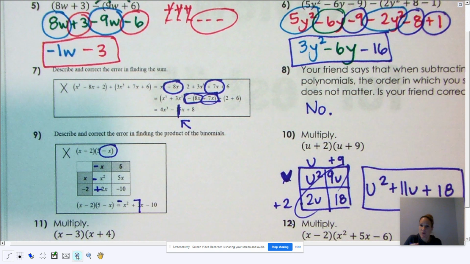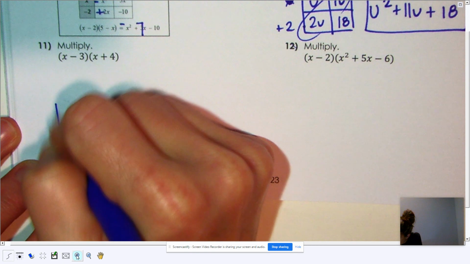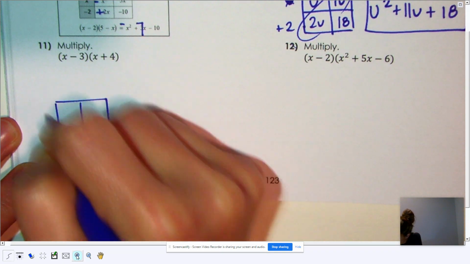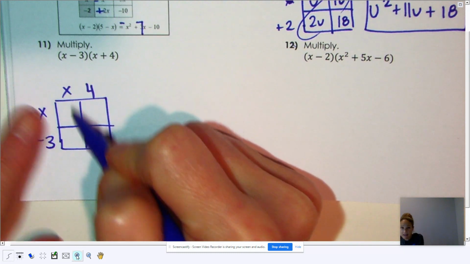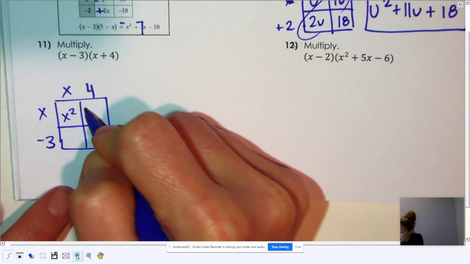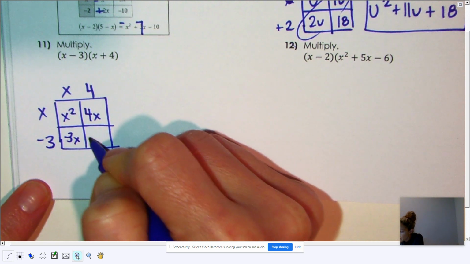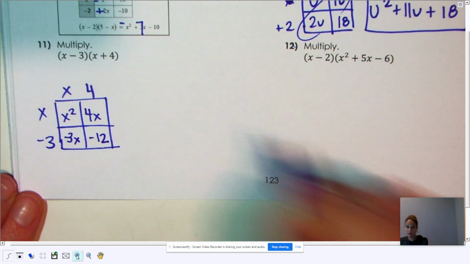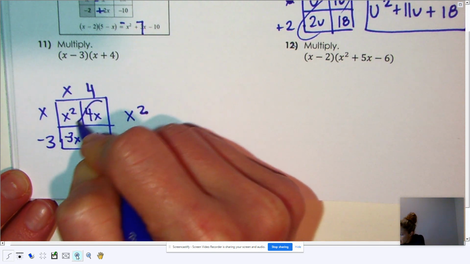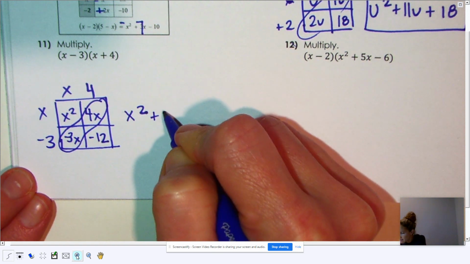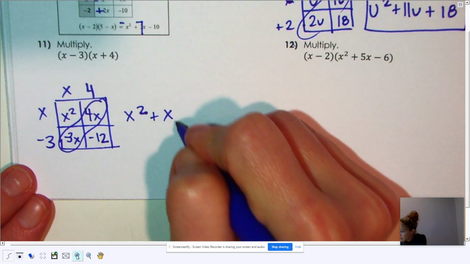Okay, next one, we're almost done. All right, question number 11. We have x minus 3, and we have x plus 4. And so we're going to multiply. X times x is x squared, 4 times x, negative 3 times x, and negative 3 times 4 would be negative 12. So I'm going to put the answer to that, which is x squared. Then I have 4x minus 3x is 1x. I'm just going to write it as the 1x. I'm not going to put the 1 there, but that's where I got that. 4 take away 3, and then minus the 12.